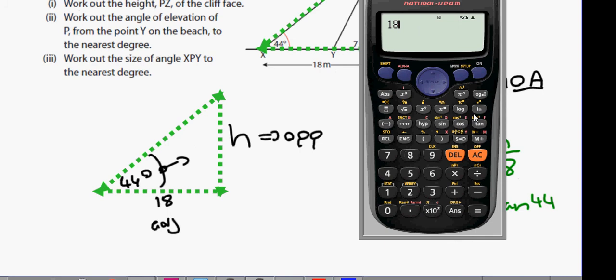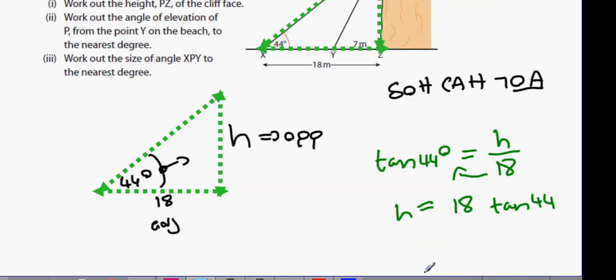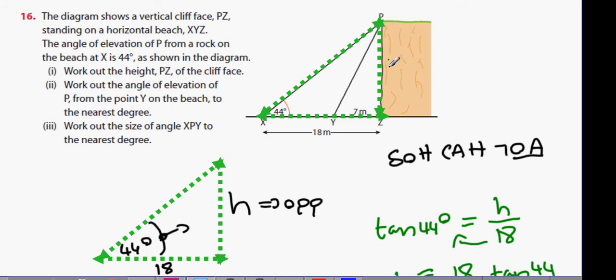So guys who are doing this with me, please be active on the calculator. 18 tan 44 is 17.38. Happy enough with that? So 17 meters and 38 tall. We're expecting an answer like that, weren't we? Because it's just underneath 45 degrees, so they're roughly the same size.